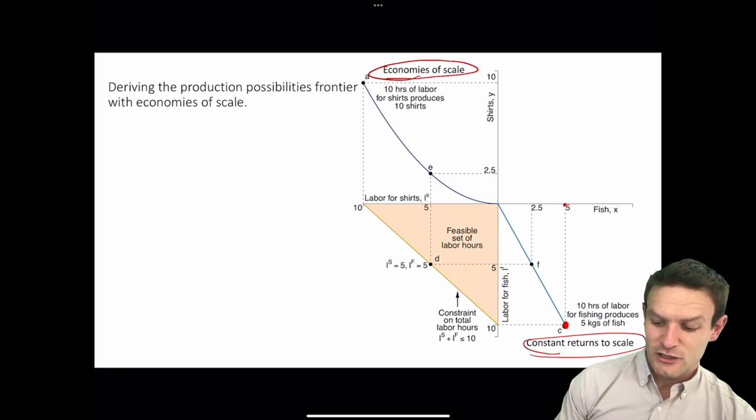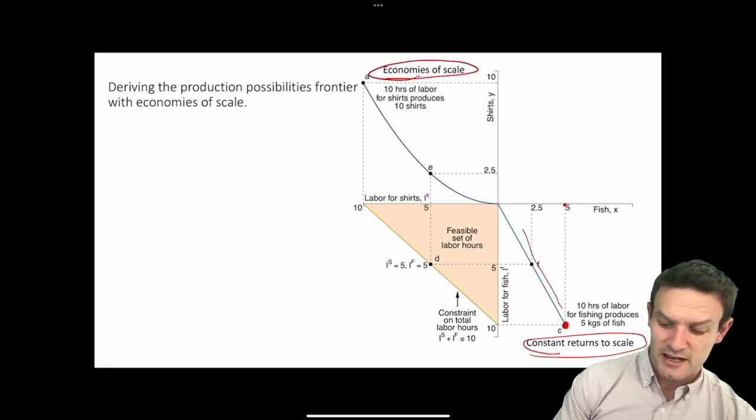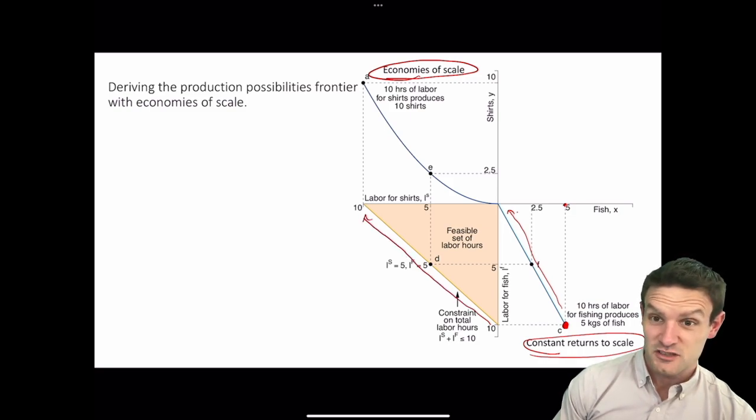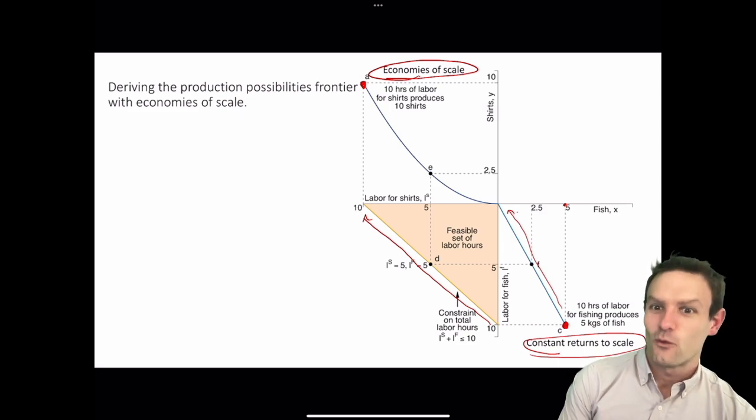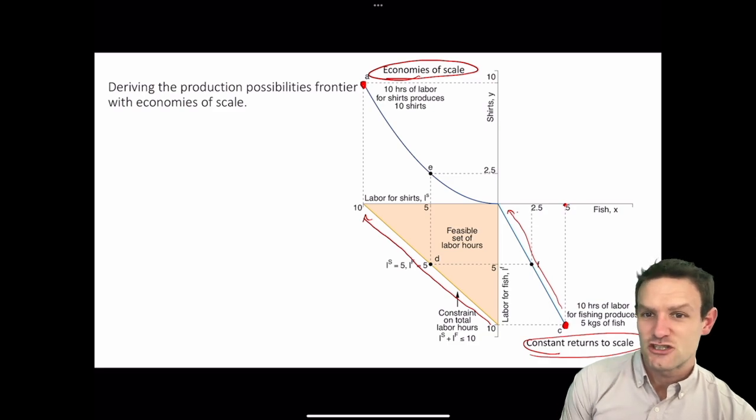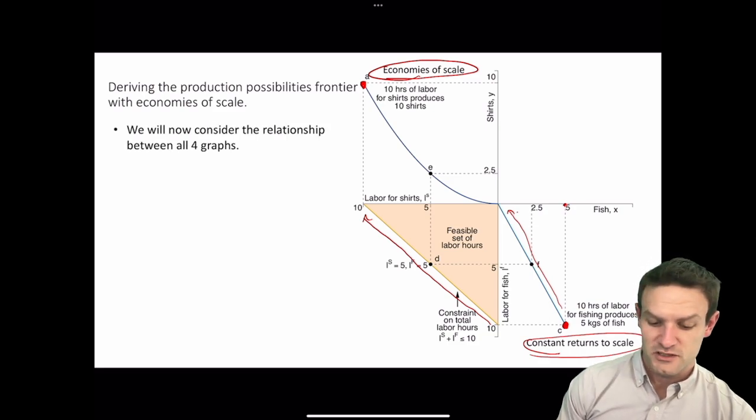If, on the other hand, we moved away from 10 hours of fish and we had 0 hours spent on fish, what would that mean? If we've moved along the feasible allocation of labor, we would then spend 10 hours on shirt making. Therefore, we would be at point A and we would be producing 10 shirts. Now, this is going to tell us how we can get to our production possibilities frontier.